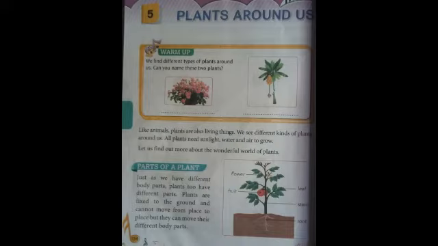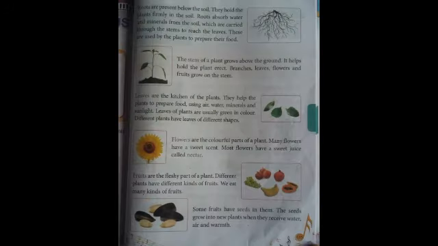Parts of a plant. Just as we have different body parts, plants too have different parts. Plants are fixed to the ground and cannot move from place to place, but they can move their different body parts. Take the next page, page number 135.